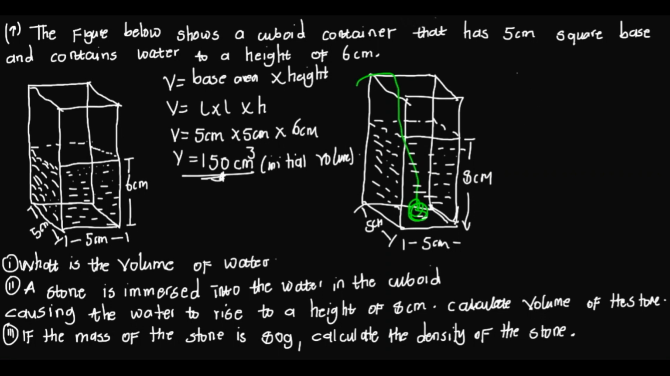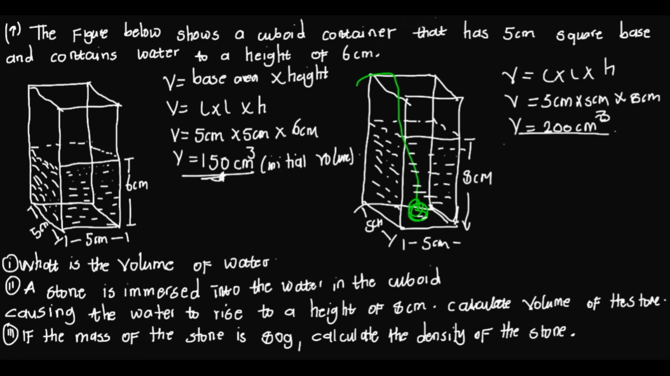So the formula is the same. The volume is equal to L times L times H. The base did not change, so this remains 5 centimeters times 5 centimeters. Now our height, this time, has changed from 6 centimeters to 8 centimeters. So volume is equal to 5 times 5 is 25, 25 times 8 is 200. So the final volume is 200 cubic centimeters.